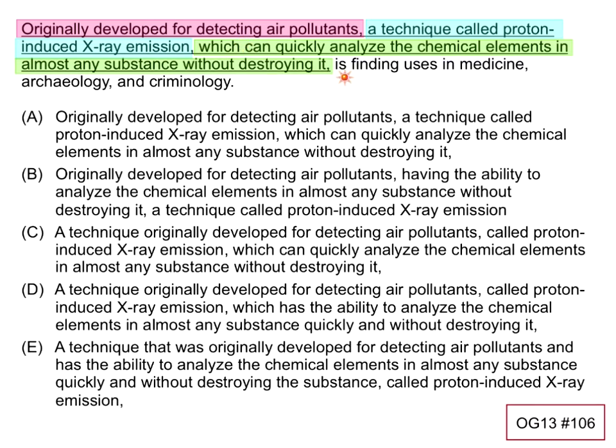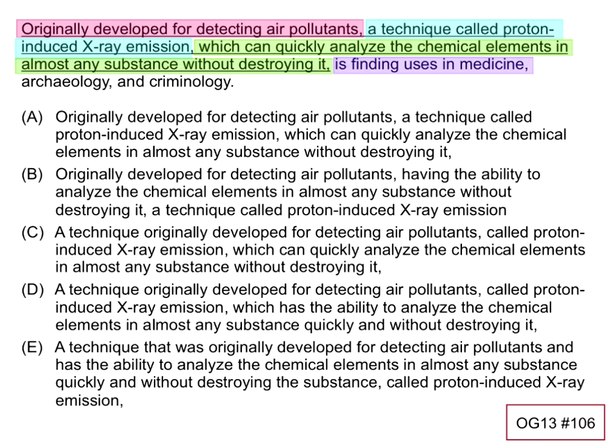Then we get "is." That's a verb. Is that our main verb? So the technique is finding uses. If you just sat there, you wouldn't have a complete sentence, because you wouldn't know what it's finding uses in. But then we've just got this short little list at the end of the sentence, and I'll just extend the purple: it's finding uses in three domains: medicine, archaeology, and criminology.